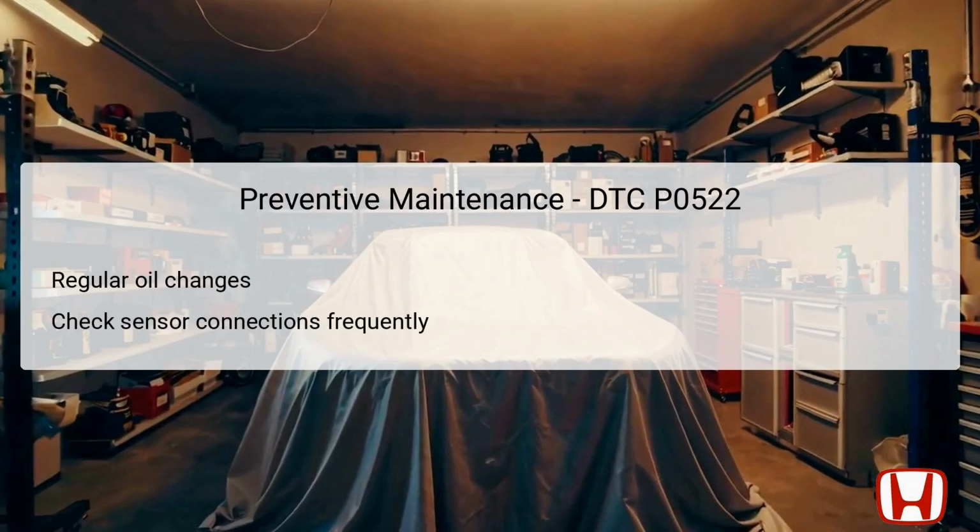Preventive maintenance is essential to ensure the longevity and reliability of your Honda Civic. Regular oil changes are critical as they maintain proper lubrication in the engine and allow the rocker arm oil pressure sensor to function optimally. Additionally, periodic checks of the sensor connections can preemptively identify any loose or corroded wires that may lead to DTCs like P0522.